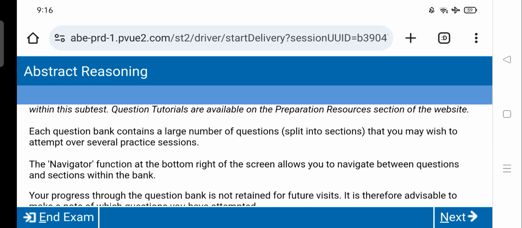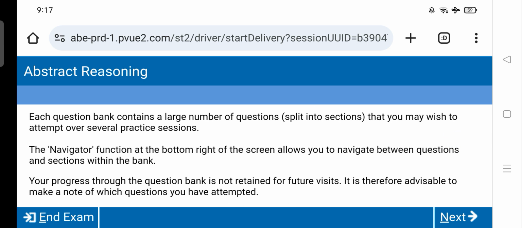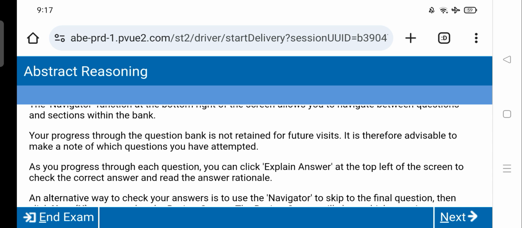Each question bank contains a large number of questions that you may wish to attempt over several practice sessions. The navigator function at the bottom right of the screen allows you to navigate between questions and sections within the bank. Your progress through the question bank is not retained for future visits. It is therefore advisable to make a note of which questions you have attempted.